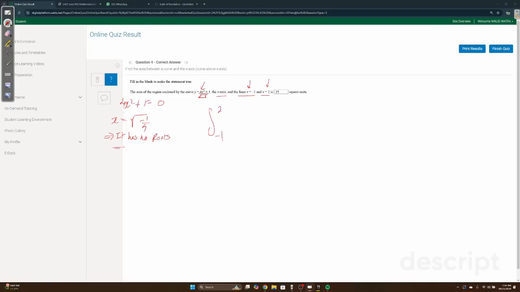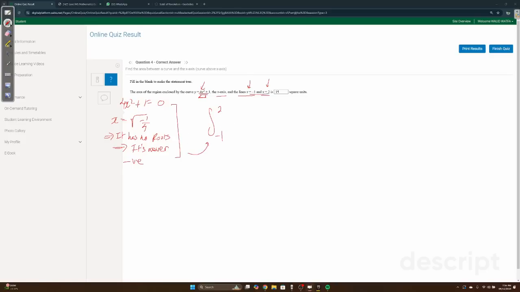No roots. Therefore, it's never negative. Okay? If it's written, you have to show this. You can't just do the integral from minus 1 to... Anyway, you showed this. Now you know it's always positive. So you know, I can integrate normally. All my things are positive.